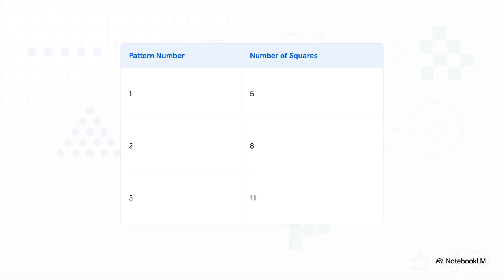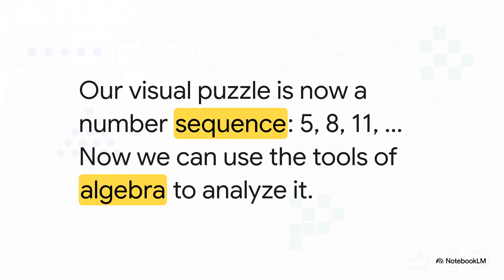For pattern number 1, a quick count shows us 5 squares. For pattern number 2, we've got 8. And for pattern number 3, there are 11. See? Laying it out like this already makes things a whole lot clearer. And just like that, our visual puzzle has totally transformed. It's not about squares anymore, it's a number sequence, 5, 8, 11, and so on. Now we can use some really powerful math tools to find the rule hiding underneath.